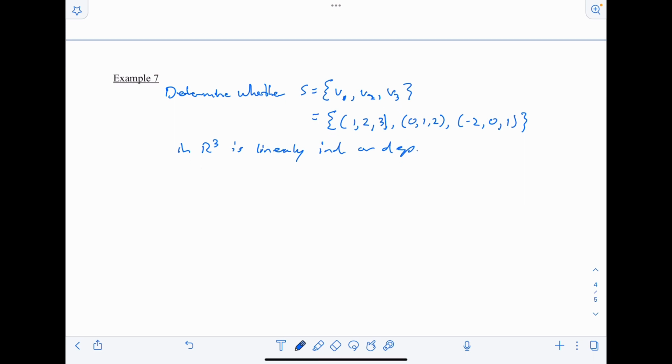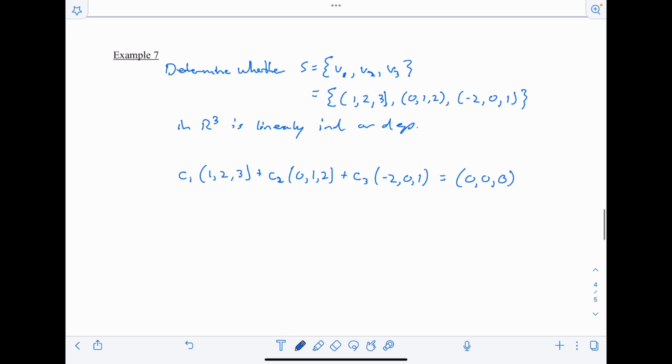Okay, so again, what we're concerned about here in making this determination is what gives us the 0 vector when we create that linear combination. So if I take C1 times 1, 2, 3, add to that C2 times 0, 1, 2, and add to that C3 times -2, 0, 1, what scalars would give me 0, 0, 0? So again, let's create a system. We've got C1 minus 2C3 equals 0. 2C1 plus C2 equals 0. And 3C1 plus 2C2 plus C3 equals 0.